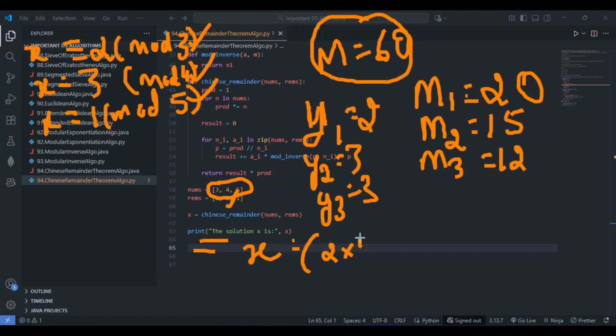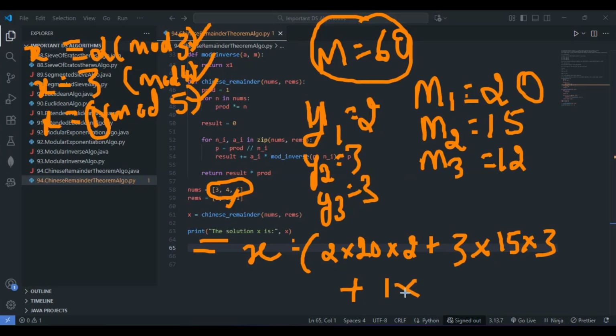Plus the next one, a2 into M2 into y2, which will be 3 into 15 into 3. Then the final one is a3 into M3 into y3. M3 and y3 are 12 and 3, and a3 here is 1, so this will be 1 into 12 into 3.